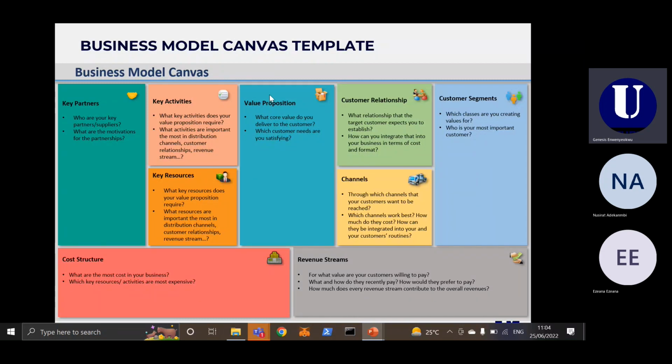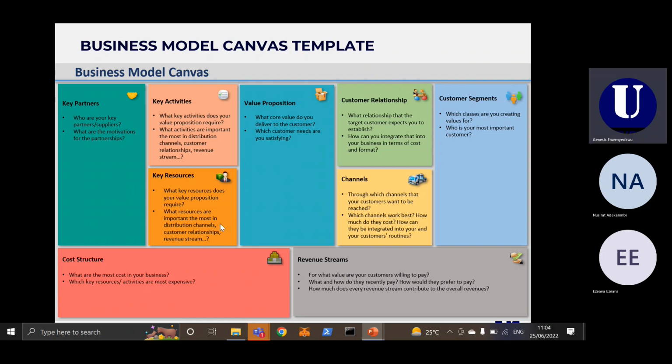Then what are your key activities? What will you be doing as a business? What are your day-to-day processes? What key activities does your value proposition require? What activities are most important in distribution channels, customer relationships, and revenue streams? So what are your key activities? Ensuring that the generator does not run out of power, right? Ensuring that all of your infrastructure, that is your AC, your table, your desk, are in good working condition. Ensuring that the environment is secure, right? Ensuring so many things.